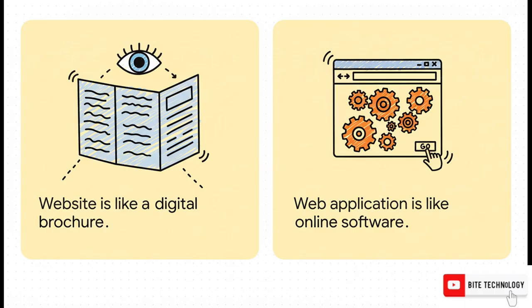Just picture a website as a digital brochure, something you read, and a web app? That's online software, something you use. And that one little distinction, right there, is the key to understanding everything else.